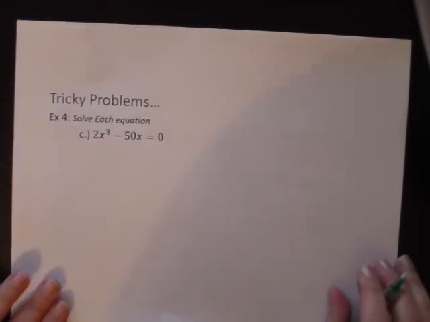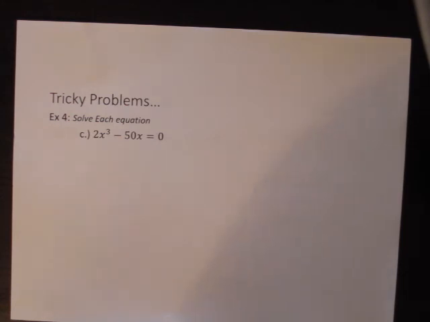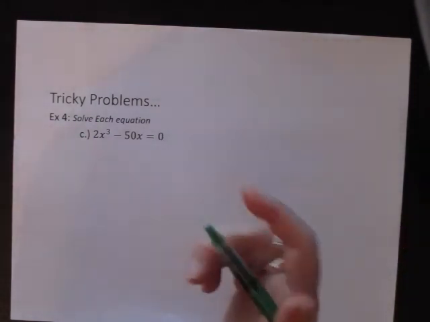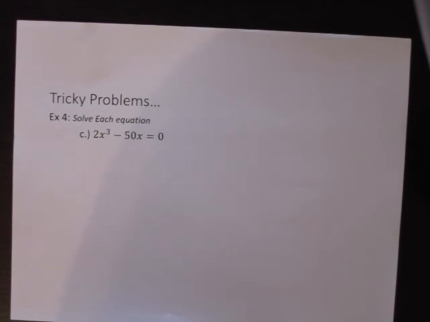Alright, here is another tricky problem that you will see. So, I've got 2x to the third minus 50x equals 0. Step 1, we have to set each equation equal to 0. So we set that equation equal to 0. That's already done for us. Step 2 is we've got to factor it.